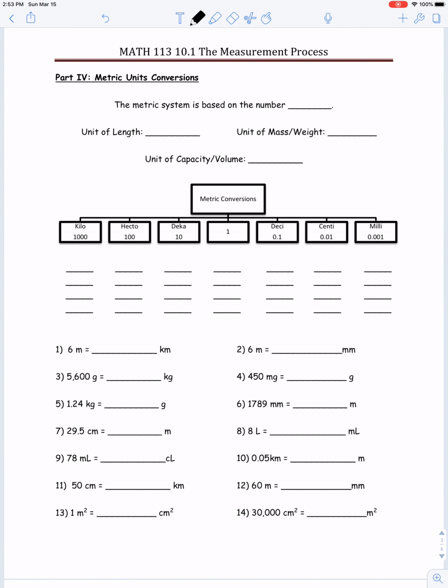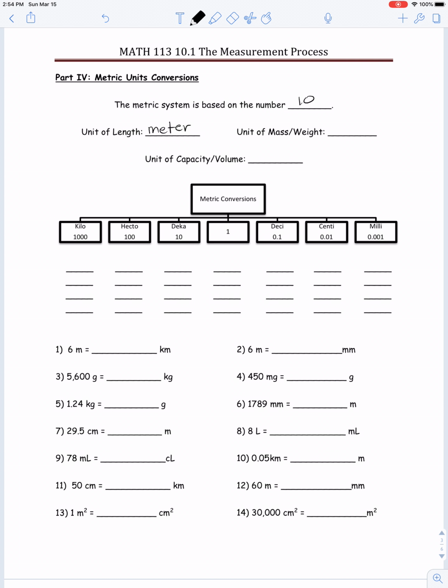Now we want to talk a little bit about metric. The metric system, which makes it really nice compared to our system, is all based on the 10 number system. When we're looking at the different measurements, usually the unit of length is the meter, and then you just attach whatever word in front. So you could have a decimeter, a centimeter, a millimeter, decameter, a hectometer, or a kilometer.